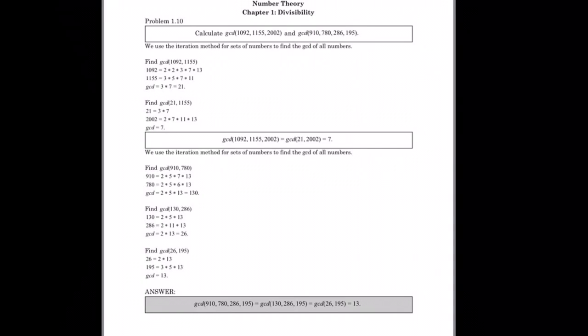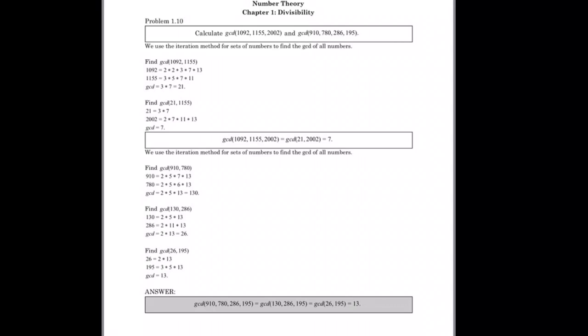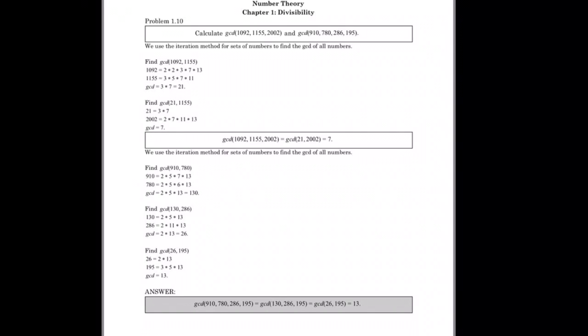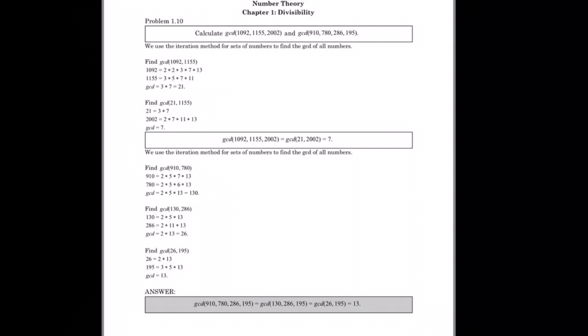Problem 1.10. Find the greatest common divisor of 1092, 1155, and 2002. And as a second problem, find the greatest common divisor of 4 numbers, 910, 780, 286, and 195. Well, to solve this, we use a reiteration method for these groups of numbers. Basically, you just start on the far left, take the first 2 numbers, find the greatest common divisor, and then cross off those 2 numbers, write in that new d, and then repeat the process for the next 2 numbers. So let's see this for the first problem.